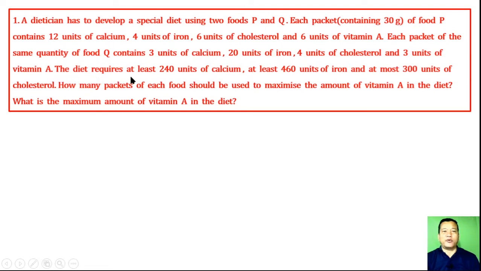The diet requires at least 240 units of calcium, at least 460 units of iron, and at most 300 units of cholesterol. How many packets of each food should be used to maximize the amount of vitamin A in the diet? What is the maximum amount of vitamin A in the diet?